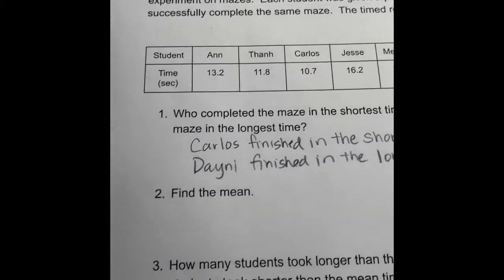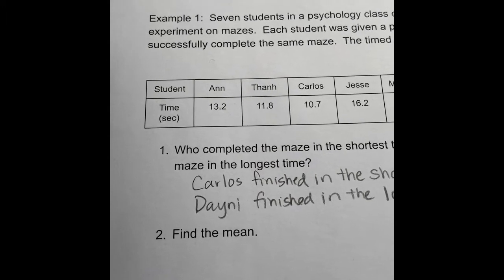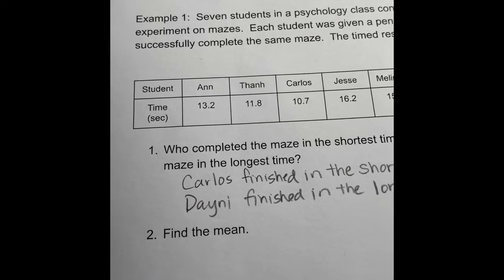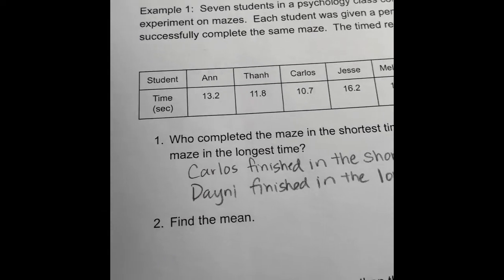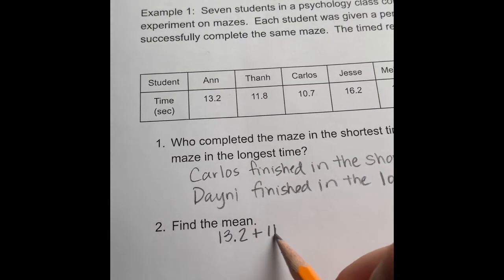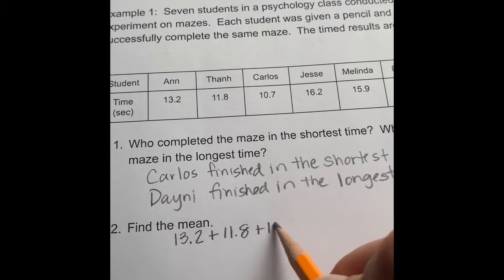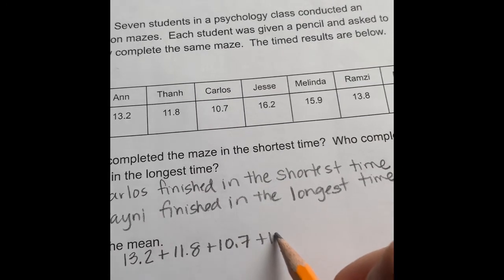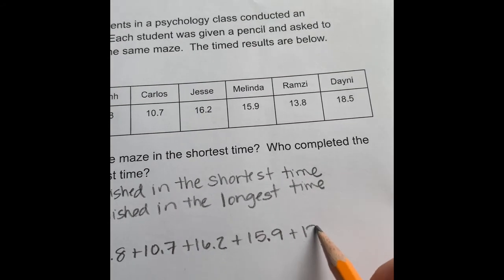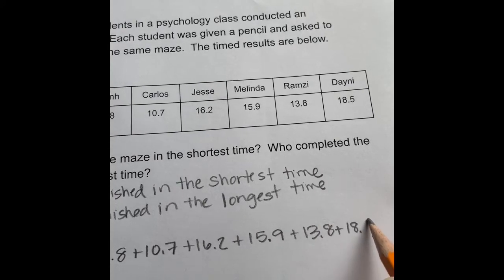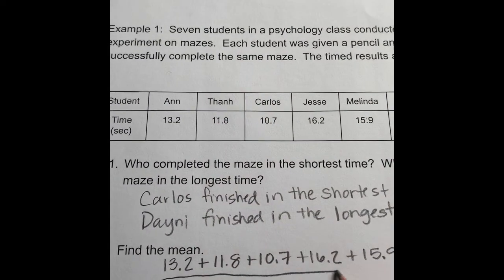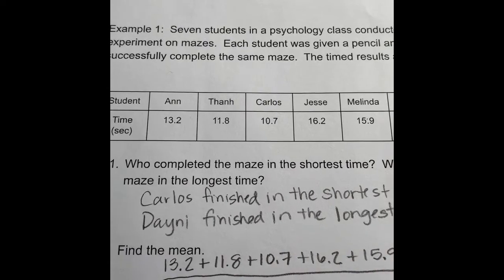Then it's asking us for number 2, what is the mean? Again, from up here, the mean is the sum. Remember, sum just means you add. The sum of the items divided by the number of items. So we're going to take all the scores, 13.2 plus 11.8 plus 10.7 plus 16.2 plus 15.9 plus 13.8 and plus 18.5. And again, there are 1, 2, 3, 4, 5, 6, 7 of them. So once we add those together, we're going to divide everything by 7.